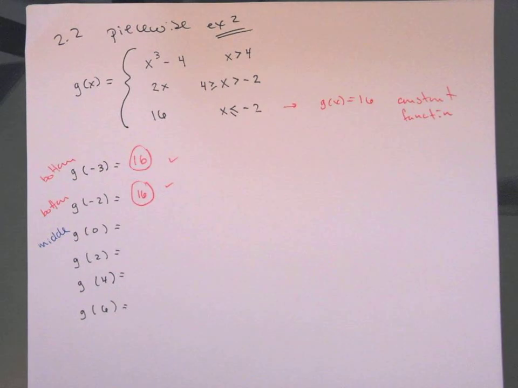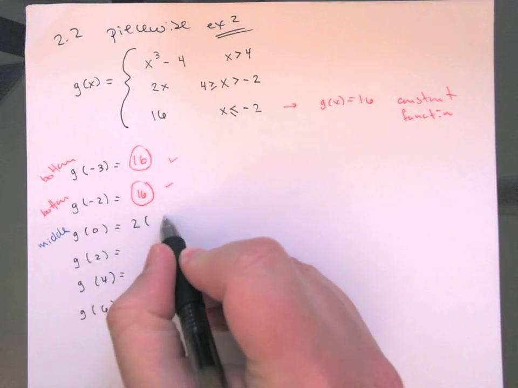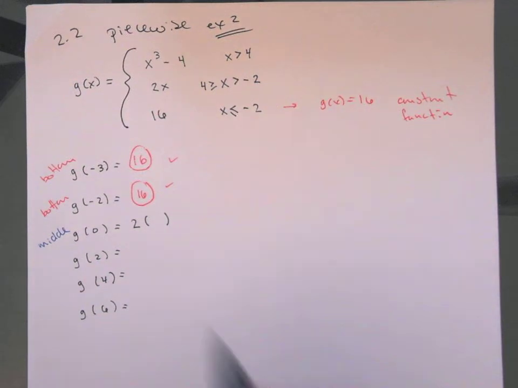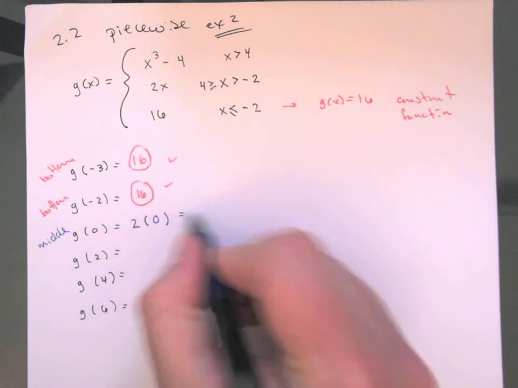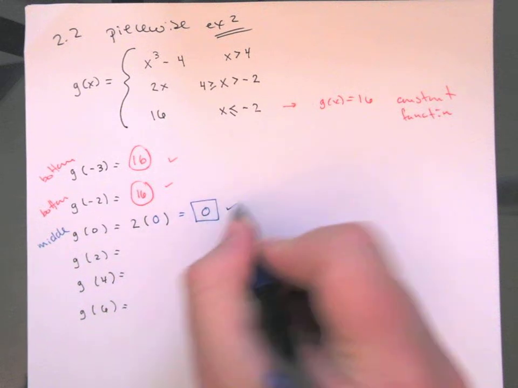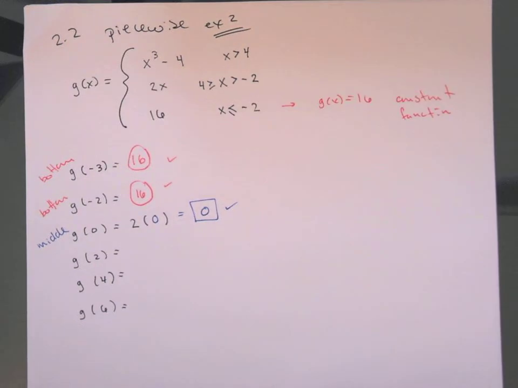This has an x in it. This is going to be 2 times whatever our x is, so this is 2 times the x value. Although in this case, if our x value is 0, well, 2 times 0 is 0. So that one's pretty easy to calculate.